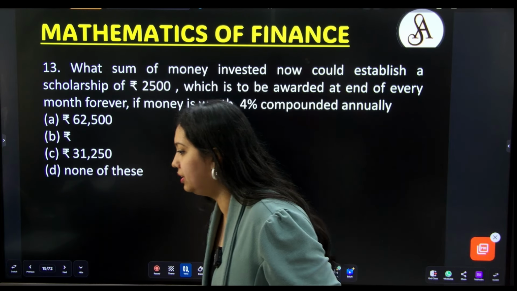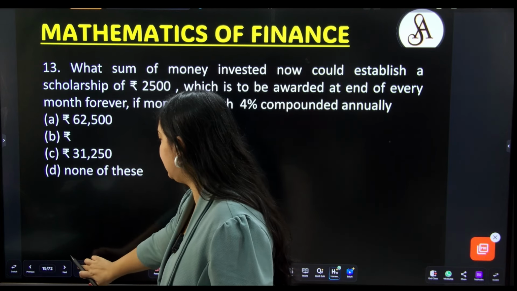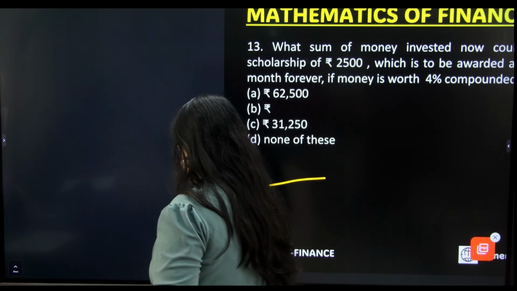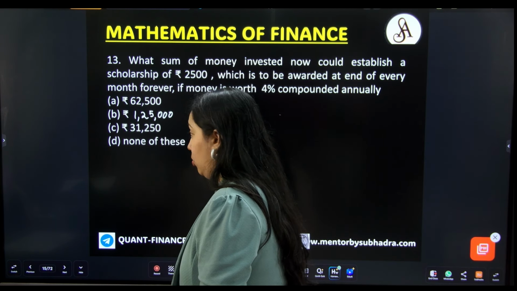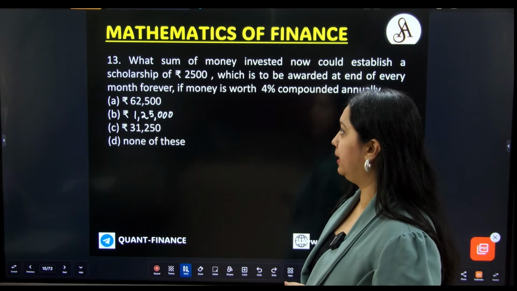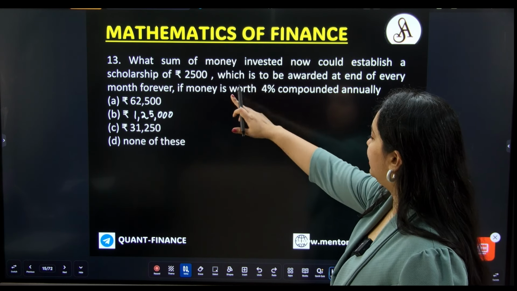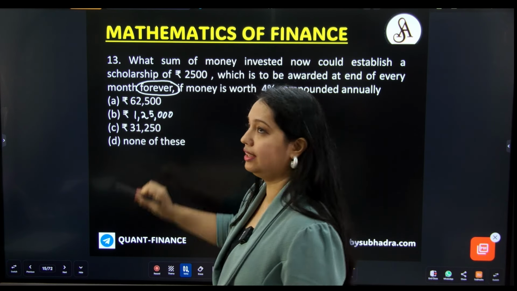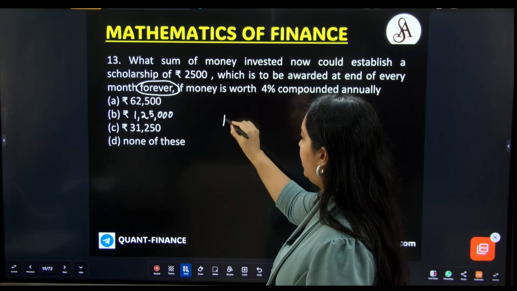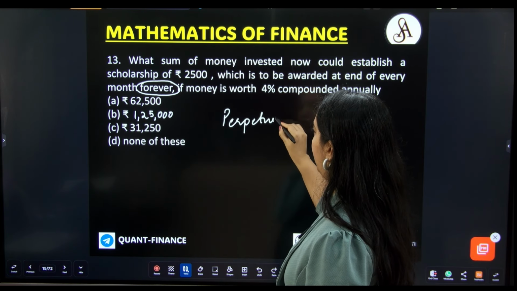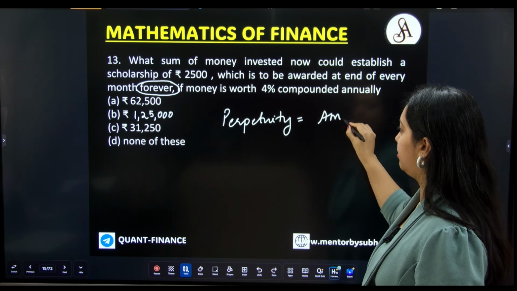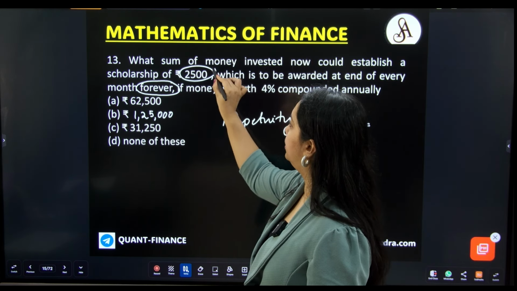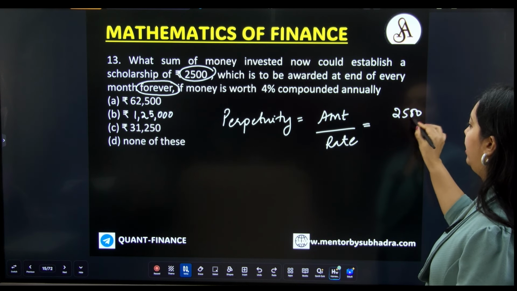The next question, which is the 13th one, I personally feel there is some mistake in the question. What is the sum of money? If none of the above was not there, I would have told there is some mistake in the question. Look, what is the sum of money invested? First, do you see the word forever in the question? Yes, ma'am. That means again this is a perpetuity question. What is the formula for perpetuity? Amount divided by rate. Let's check the amount. They have given the amount as 2,500 divided by rate.